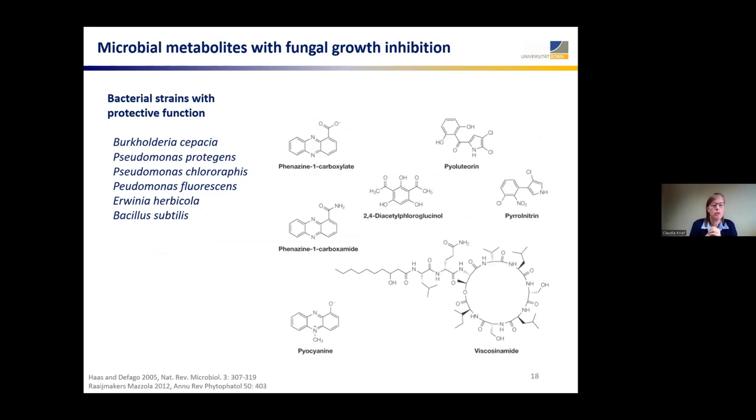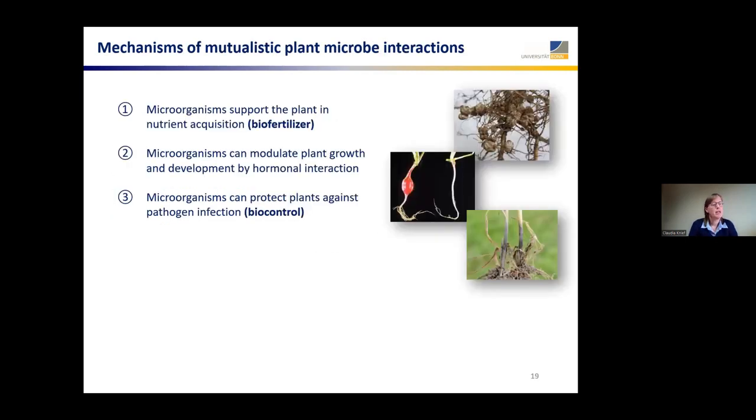Nowadays, we also know in this context that there are different bacterial strains present in the rhizosphere that can give a protective function to plants. Different bacterial species and different antibiotic compounds are known to provide what we call a biocontrol function. And the production of antibiotics is just one mechanism. There are other mechanisms also known meanwhile by which microorganisms can protect plants against pathogen infection.